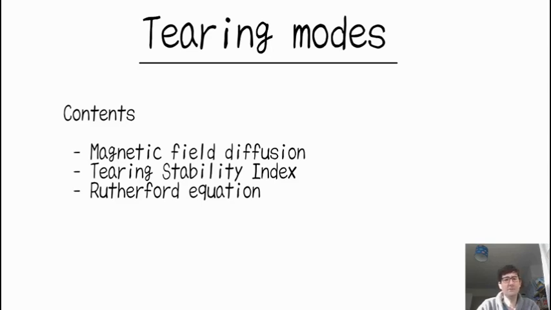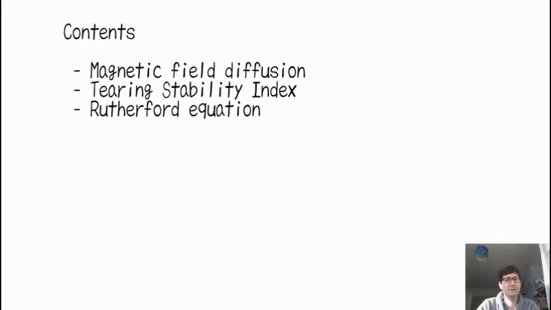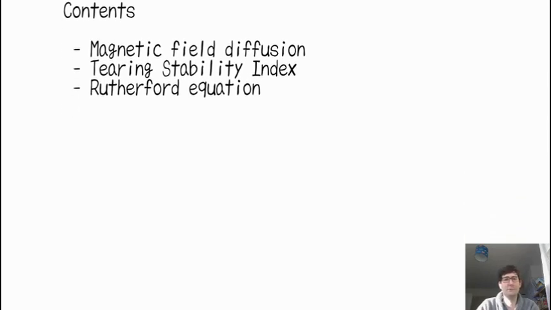It's called the tearing stability index, which gives a way of calculating this. And this is linked to a Rutherford equation, which is the time evolution of the size of an island. And so it determines when an island grows, when it shrinks, and what amplitude it saturates at. So this appears quite a lot in studies of tearing modes.